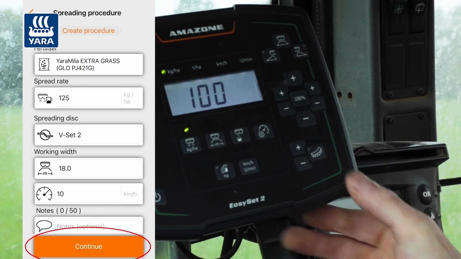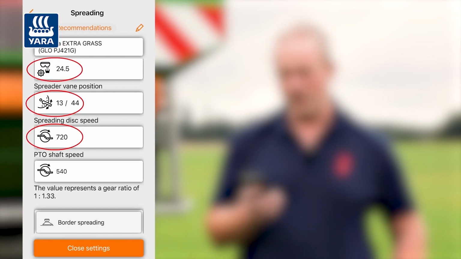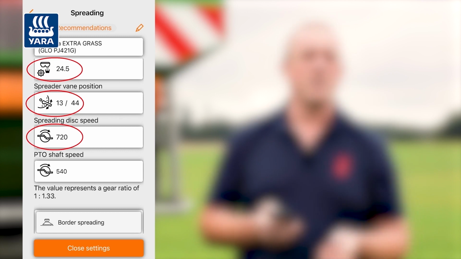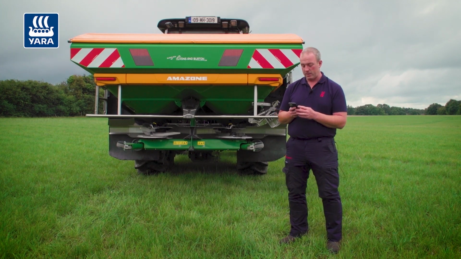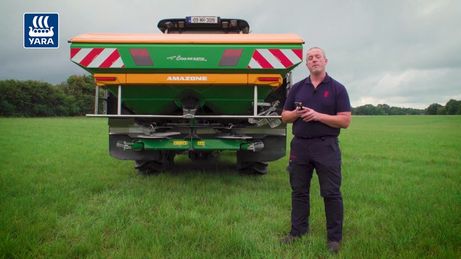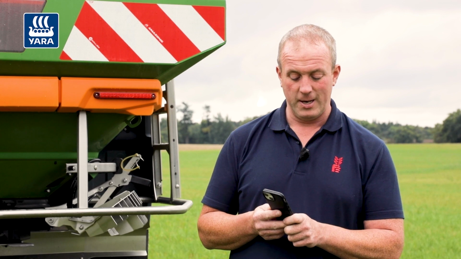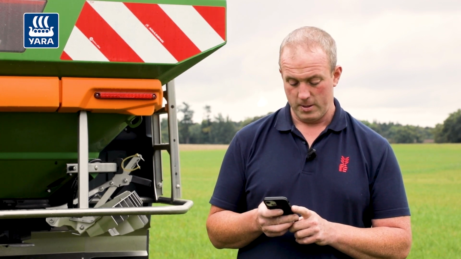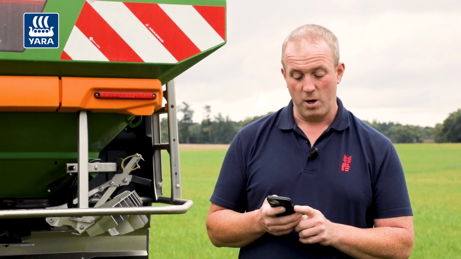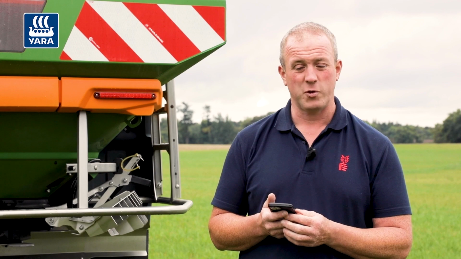So from that it gives us a basic shutter position, our disc speed of 720 RPM. It also gives us our border spreading settings. So it tells us the position of the border is letter C and 60 for a height. Our switching on point is 15 meters, and our switching off point is 3 meters.